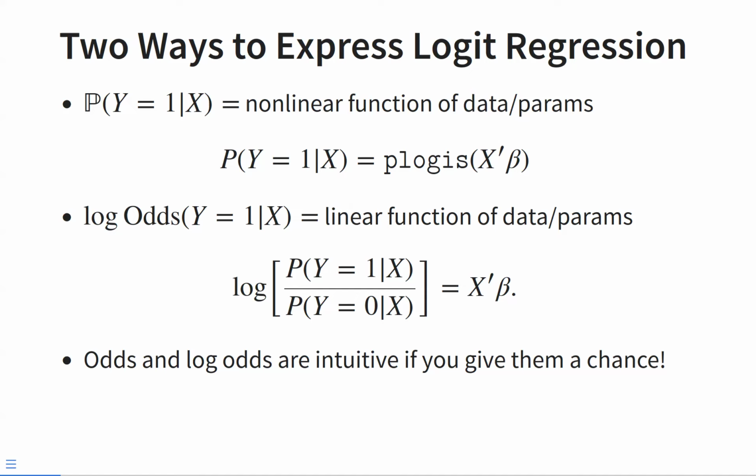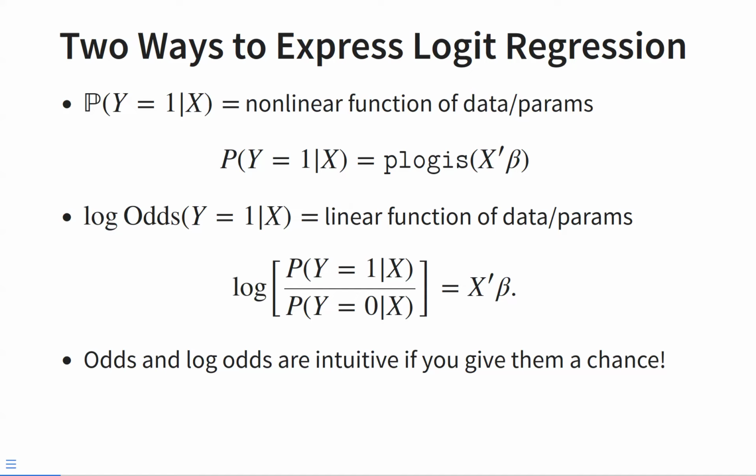The first is the one that I've already shown you. In this case, we imagine a model for the probability that y equals 1 given x, and we express that as a nonlinear function of data, which is x, and parameters beta. So using the command in R for the CDF of a standard logistic random variable, our model is that the probability that y is 1 given x is equal to plogis of x prime beta, because the p stands for probability, so this is the CDF of the random variable whose code is logis, short for logistic.